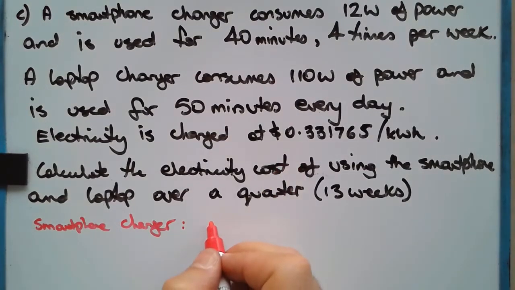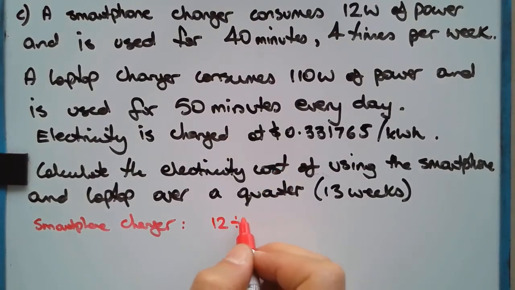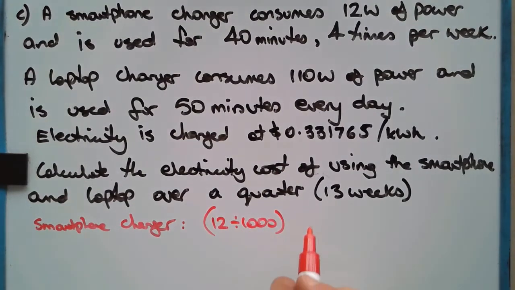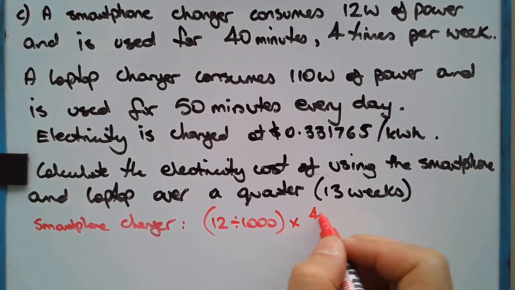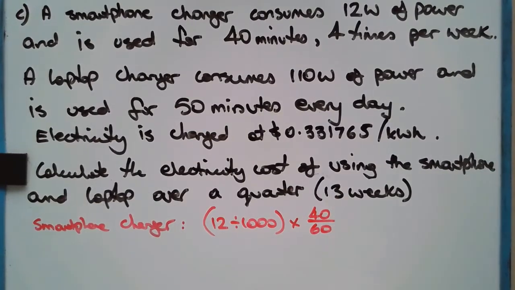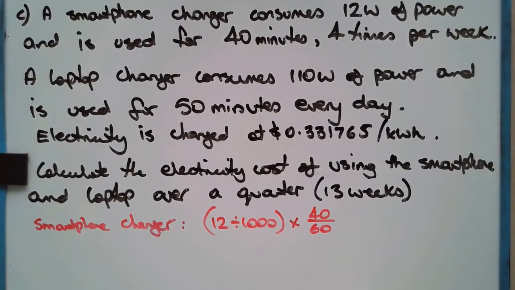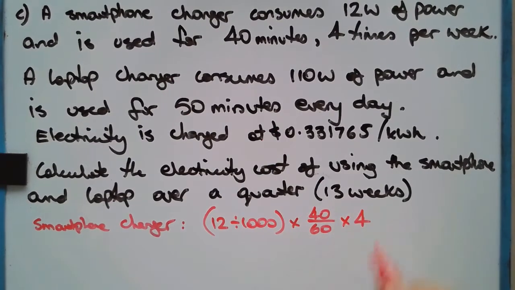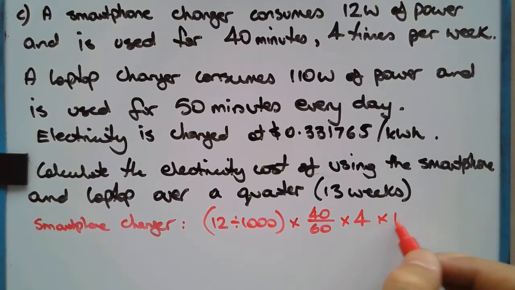So we have 12 watts of power. So what we're going to do is convert that into kilowatts first. So that's 12 divided by 1,000. Now it's being used for 40 minutes. So that's converting 40 minutes into hours. We divide 40 by 60. Okay. So that's for 40 minutes. It's being used 4 times per week. And it's being used for 13 weeks. Because it's over a quarter.